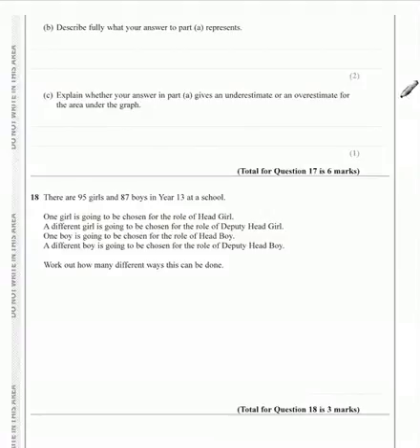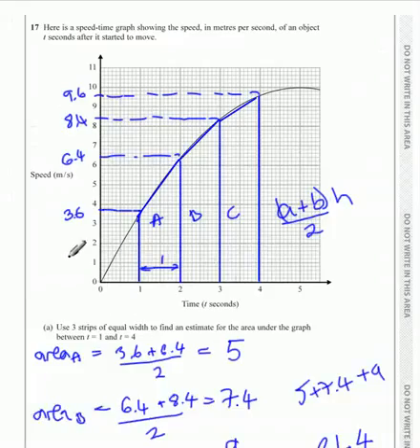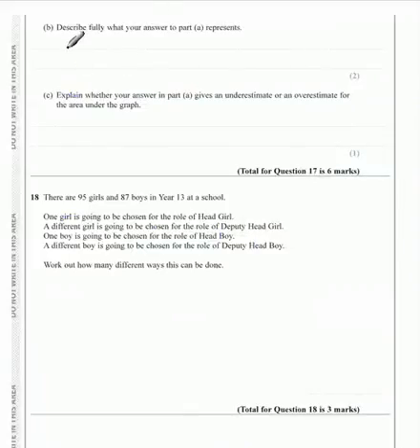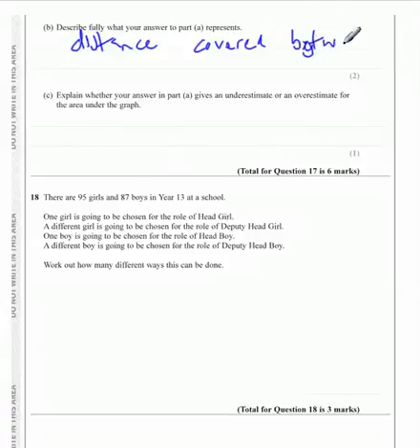Okay, on to part B for this question. What is this answer actually representing? Well, what we're looking at is a time and speed or velocity graph. So the area underneath that shows the distance covered between t equals 1 and t equals 4 in meters.